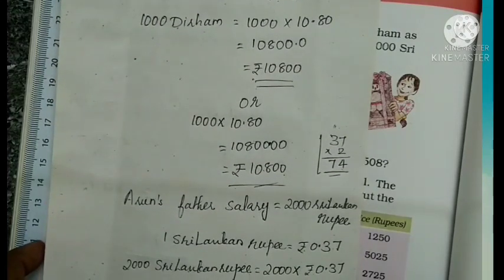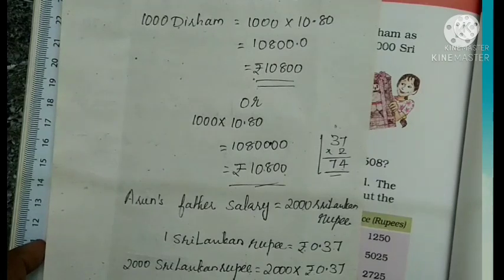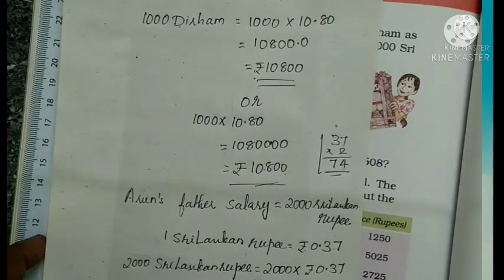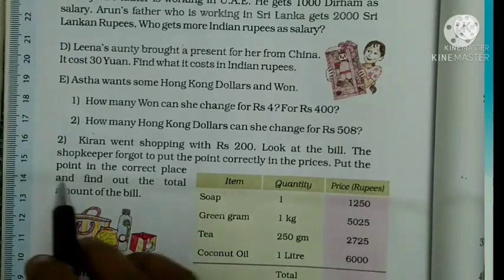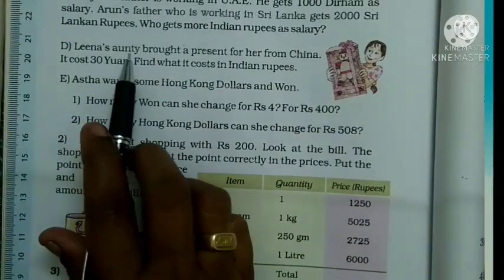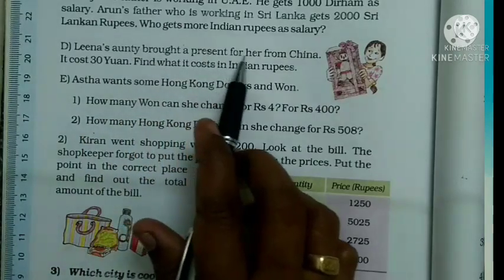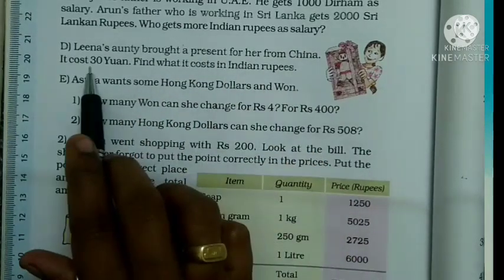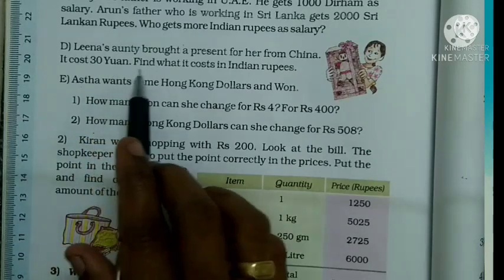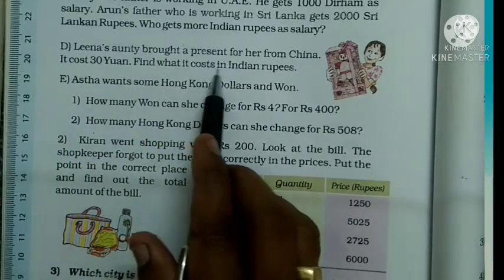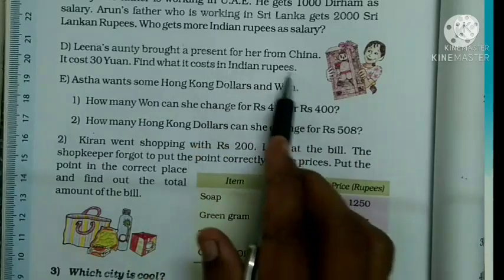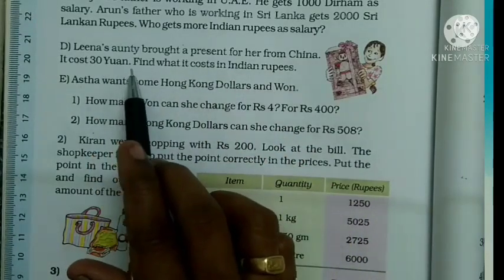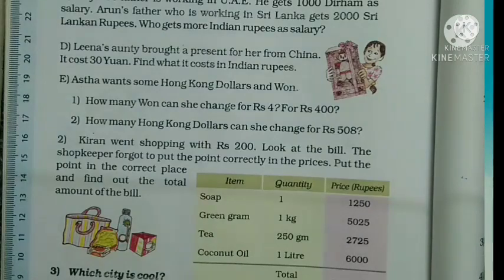So all of you finish writing. Then move to the next question, question number D. Leena's auntie brought a present for her from China. It cost 30 yuan. Find what it cost in Indian rupees. So you have to find out the Indian price of 30 yuan. So what do we have to write first? What is the first step?